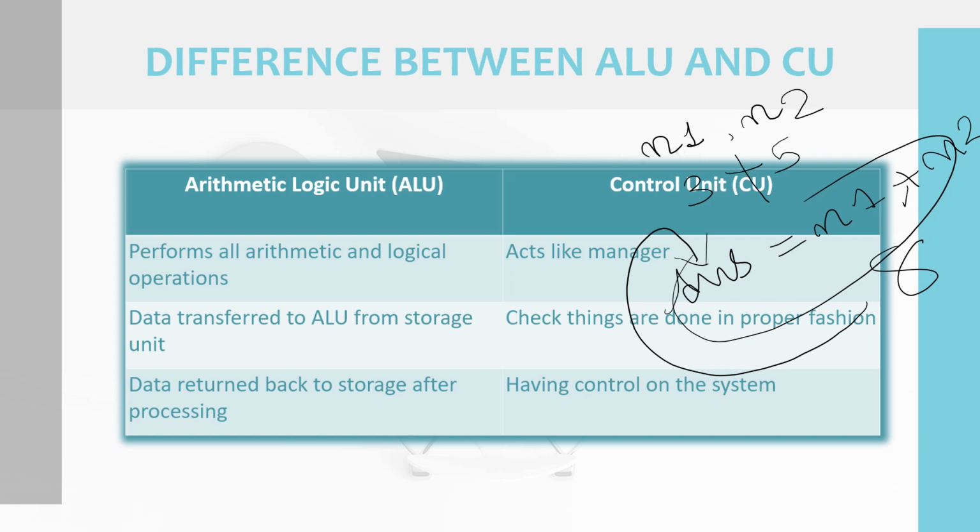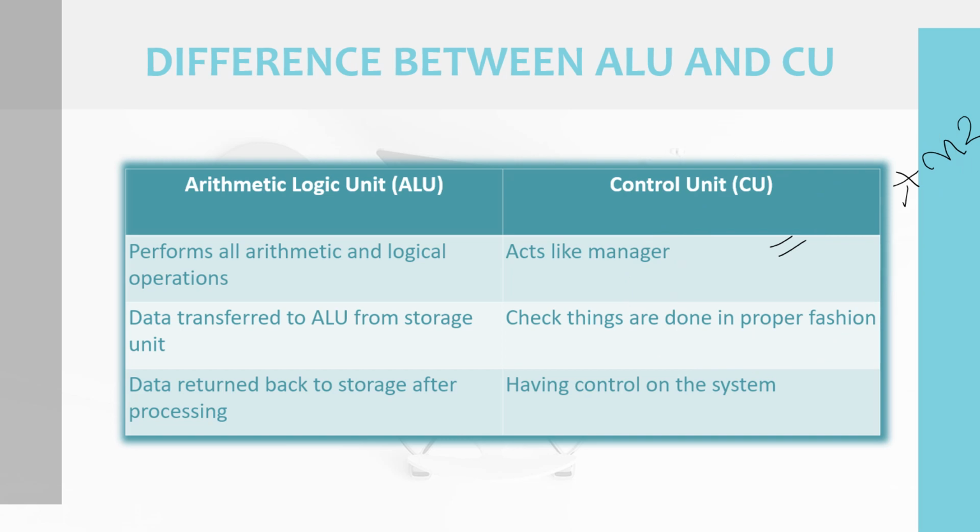Fine. Okay, so now let's see about the control unit. CU stands for control unit, that we know. Basically CU acts like the manager. So what is the main job of the manager? It looks after all the operations, whether they are going in sequence, in a proper fashion or not. So all the controls will be handled by the control unit.